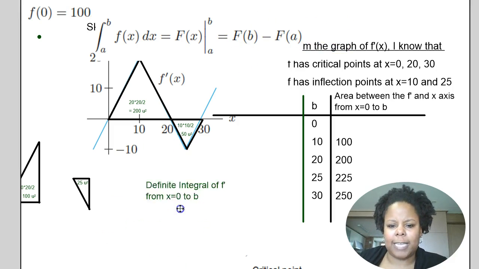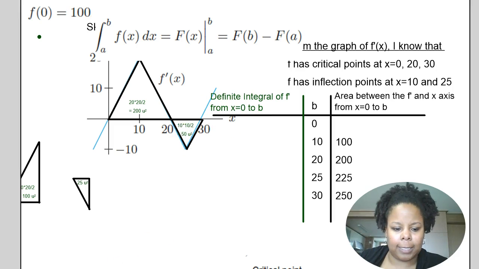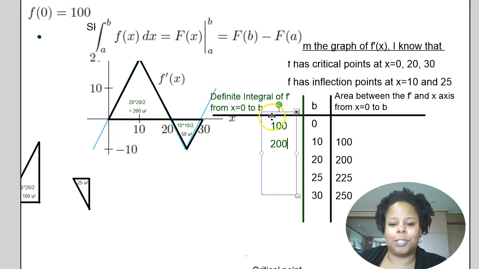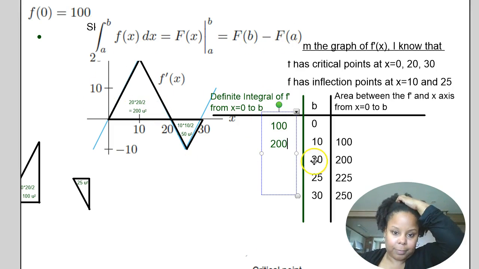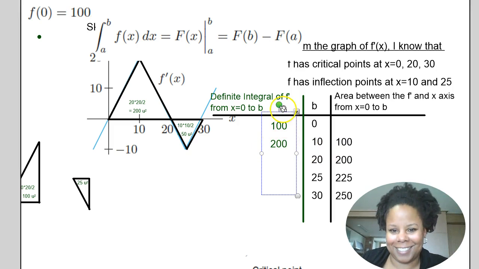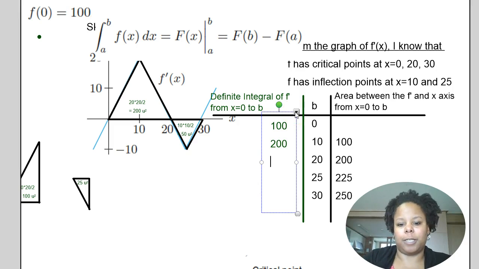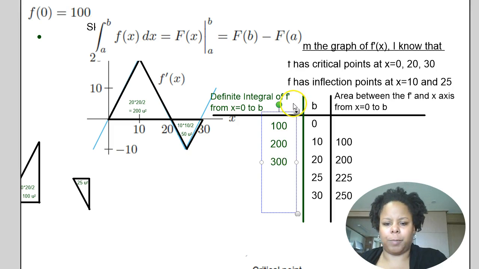So if this value is 100 and something minus this is equal to 100, then F of b must equal 200. So let's add another row to our chart so we can get an idea. And we know that from 0 to 0, it's going to be 100. But when b is 10, then that means that our real value should be 200. So that 200 minus 100 would give me my area of 100. Yes, so this would also equal 100 if F of b is 200 and F of a is 100, and vice versa. And so same thing here, we would end up with this being equal to 300, because 300 minus 100 would give me 200.